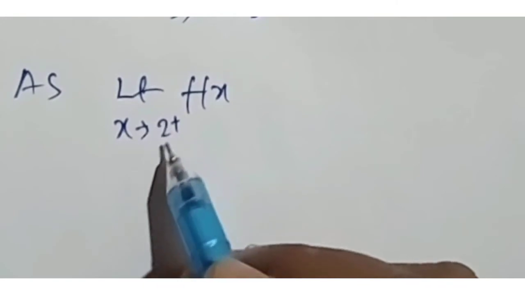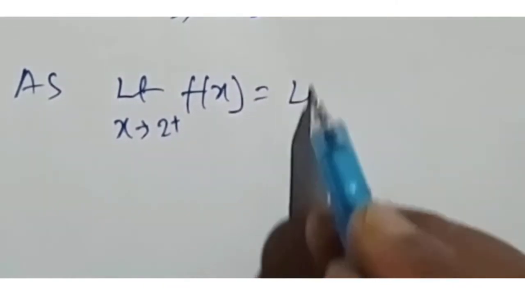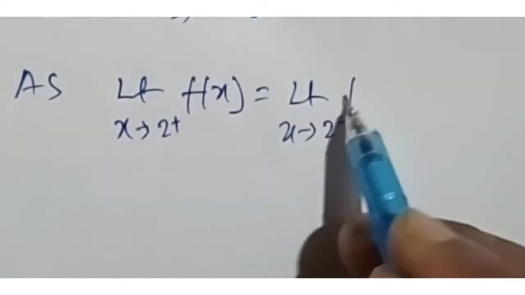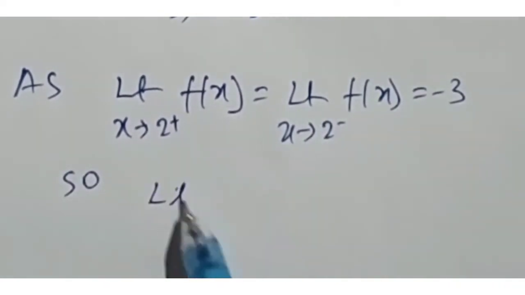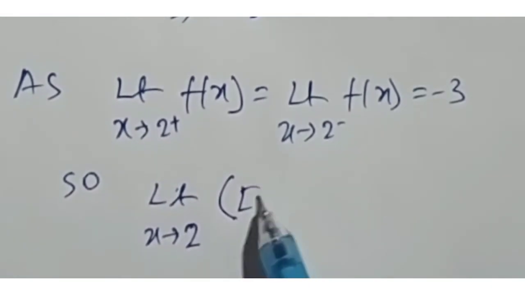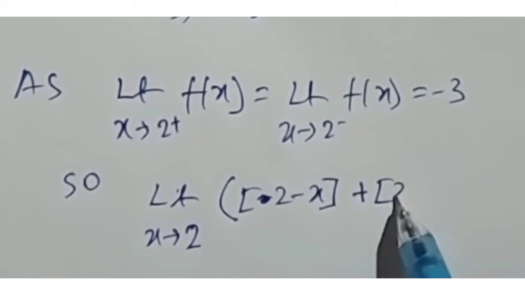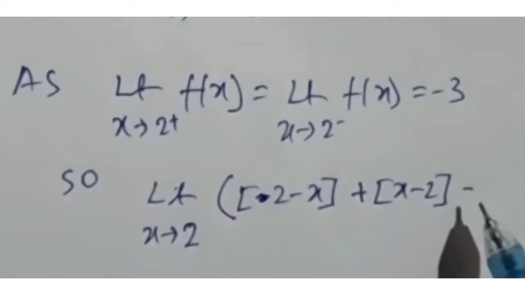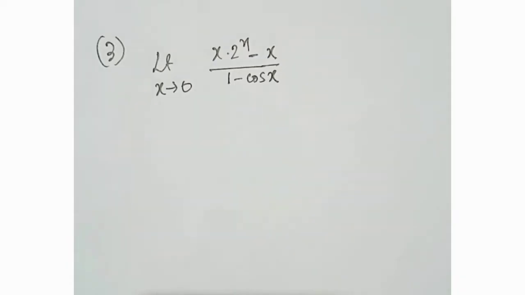So guys, as limit x tends to 2 plus, and if I take the function as f(x), it is equal to limit x tends to 2 minus f(x), equal to minus 3. So the value of that limit is minus 3. So guys, our next limit is limit x tends to 0, x into (2 power x minus x) by (1 minus cos x), right?